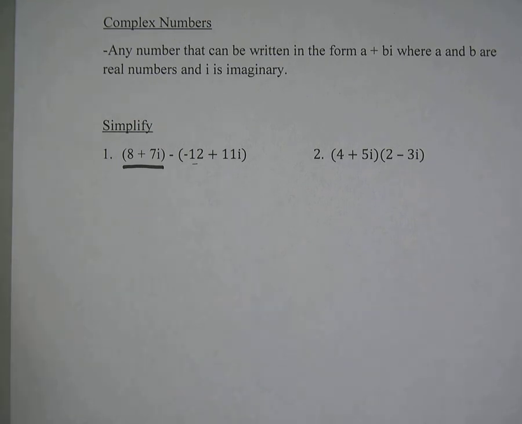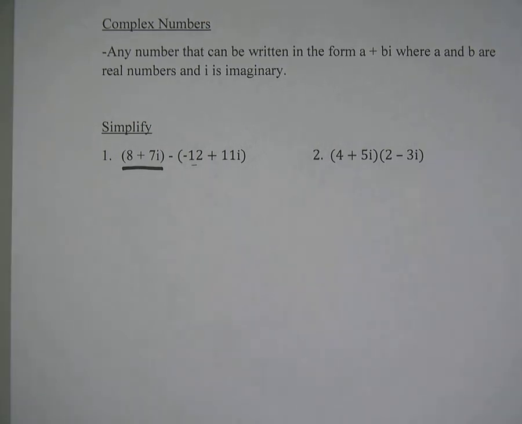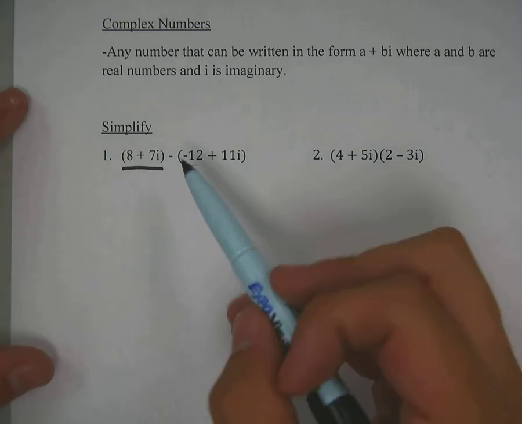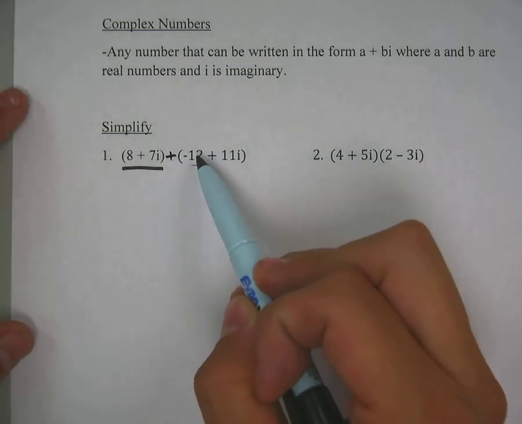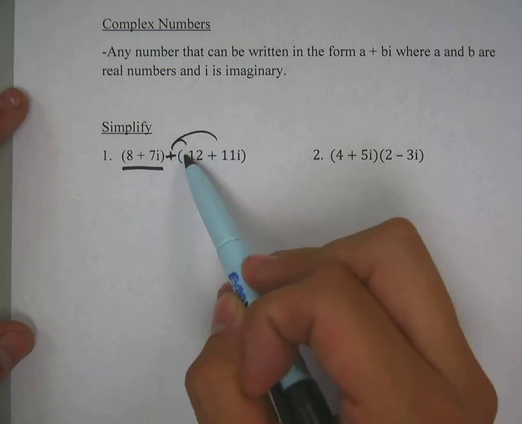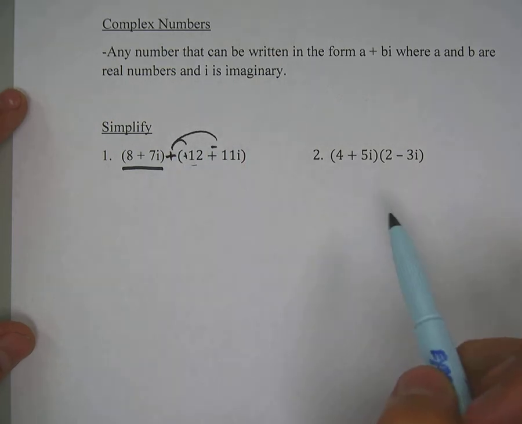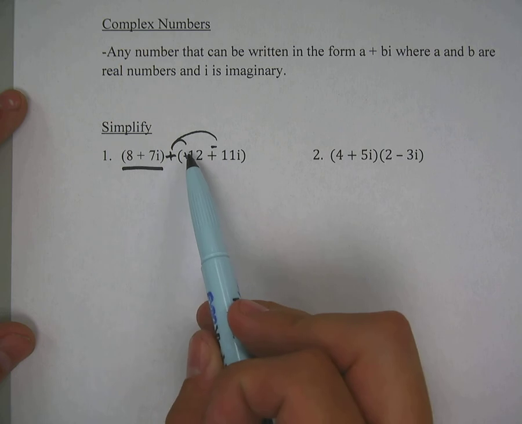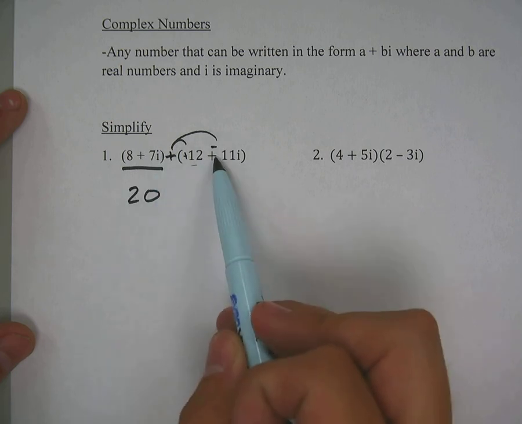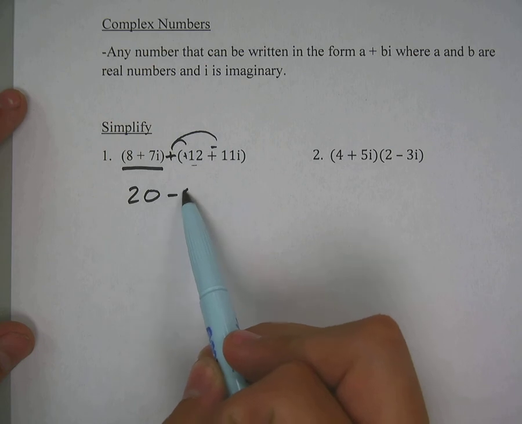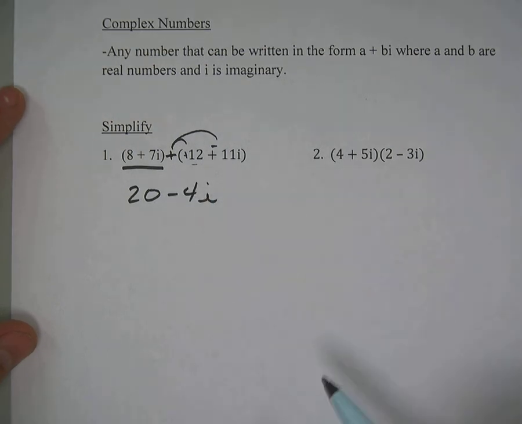Okay, so let's talk about how you simplify this. Well, you don't do anything different than what you normally would. If you didn't know anything about i or imaginary values, what you would do is you would just distribute this minus sign into here. So that's what I'm going to do. I'm going to distribute it in, so this becomes positive, this becomes negative. And then I'm just going to combine. 8 plus positive 12 is 20. 7i plus a negative 11i is minus 4i. Okay, and then that's it.